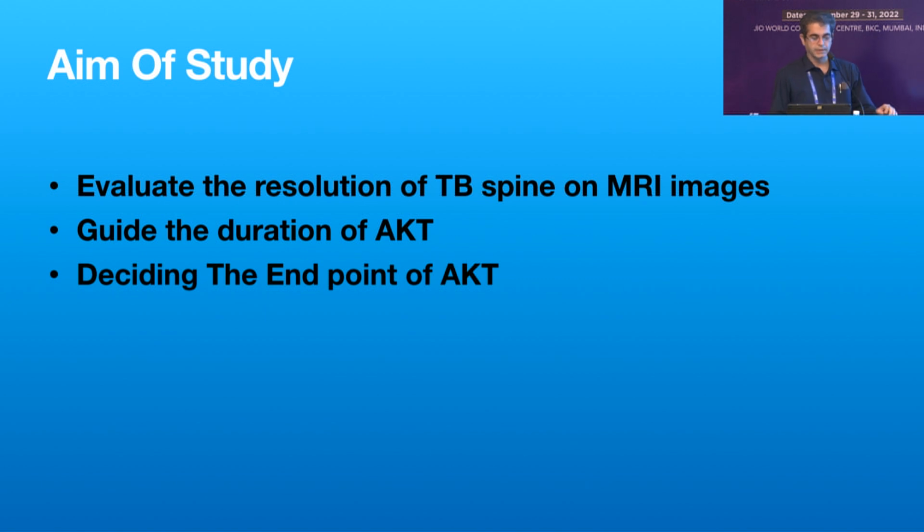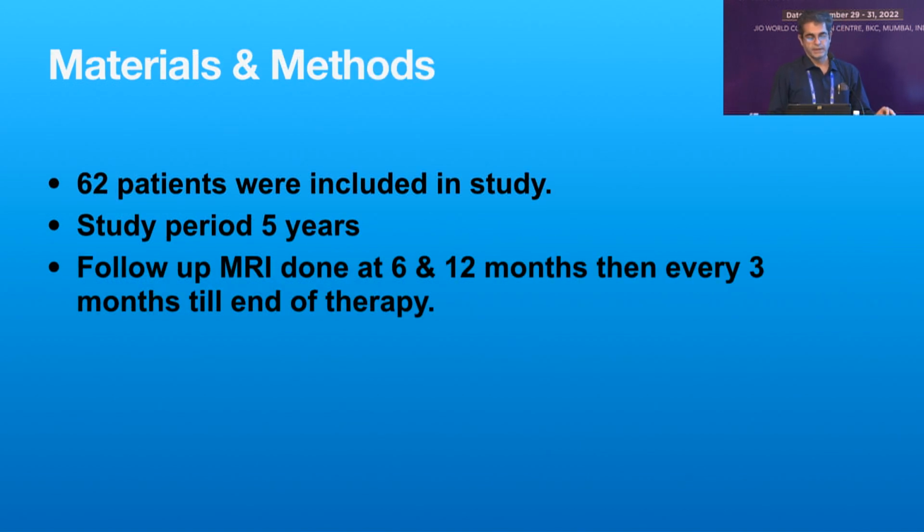The aim of the study was to evaluate the resolution of TB spine on MRI images. This MRI is also going to guide us on the duration of AKT and on deciding the end point of AKT, like when do we stop anti-Koch's therapy for these patients. We had 62 patients included in our study. The study went on for 5 years. We did follow-up MRIs for all the patients. The MRI was done at the start of therapy, then every 6 months up to 12 months, and after that every 3 months till the end of therapy.